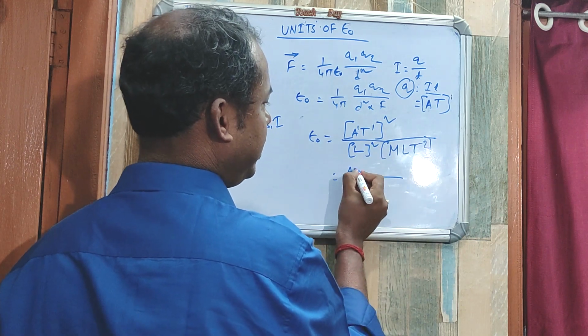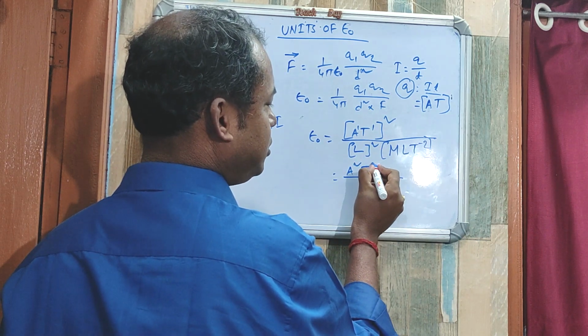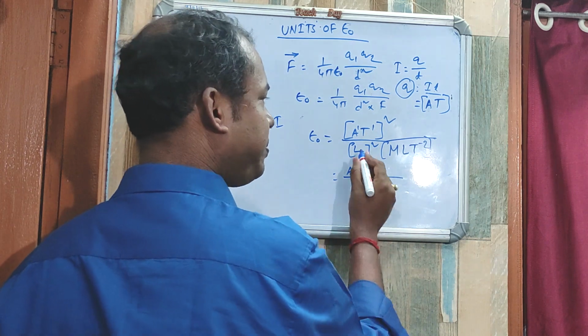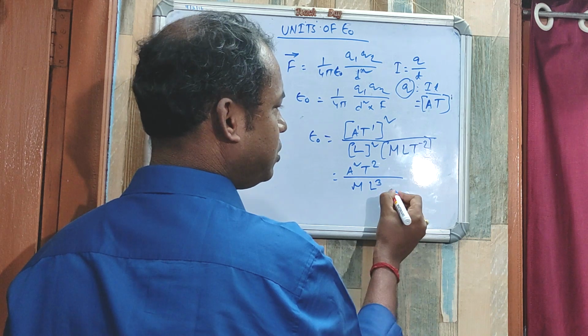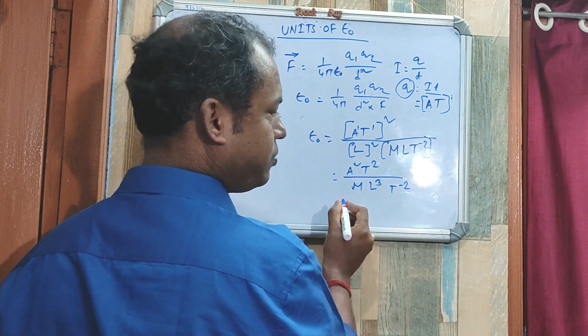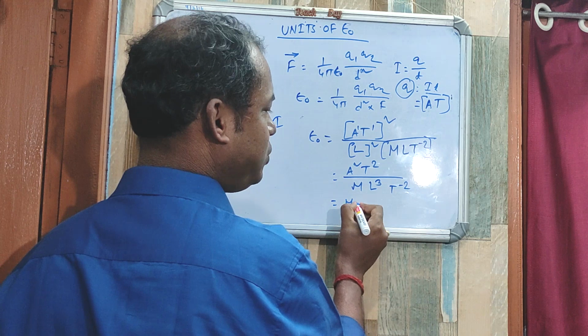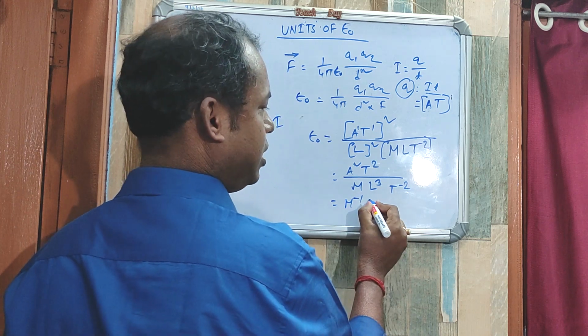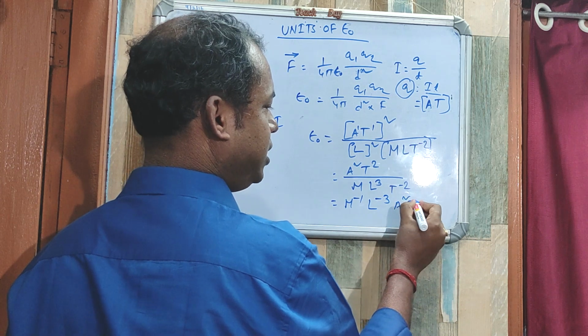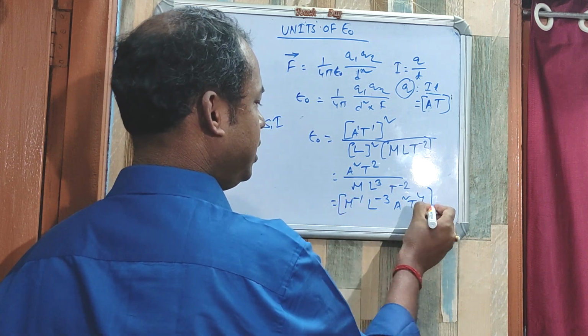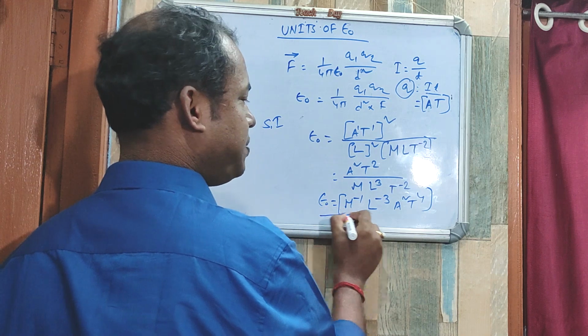So we get A square, T square, and the same thing equals M L cube T to the power minus 2. We write once again: M to the power minus 1, L to the power minus 3, A square, T to the power 4. So this is the dimension of epsilon naught.